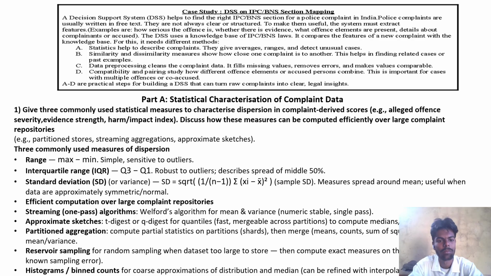For this, it needs different methods. A. Statistics help to describe complaints. They give average, range, and detect unusual cases. B. Similarity and dissimilarity measures show how close one complaint is to another. This helps in finding related cases or past examples.